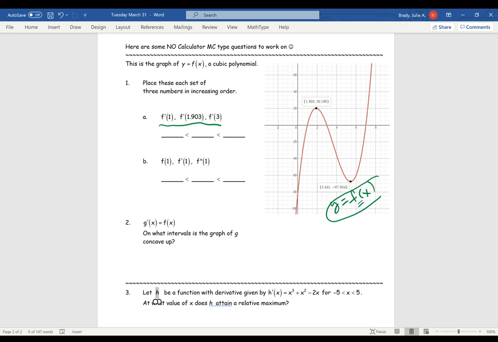So if you look at 1, function's increasing. So this is a plus number. And here you've got a horizontal tangent. So that's a zero number. And at 3, the function's decreasing. So that's negative. So which one's the smallest? This is the smallest. This is the middle number. And the positive is the biggest number. And they always have them in the same order that I've seen the question. So that's good. It's always smallest to biggest.